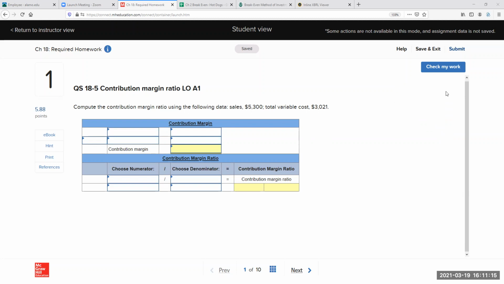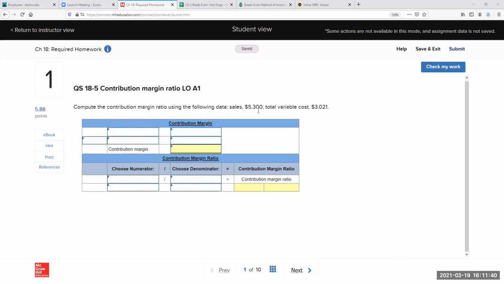Because we're going to be having guest speakers, let's go over this Chapter 18 homework. I can help you solve it. So, number one, what's the contribution margin? Remember, we're doing investment analysis, and it's called the variable method. So, complete the contribution margin for the following data.